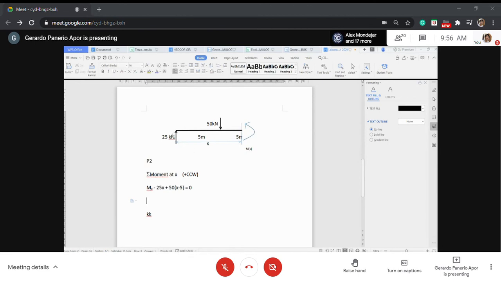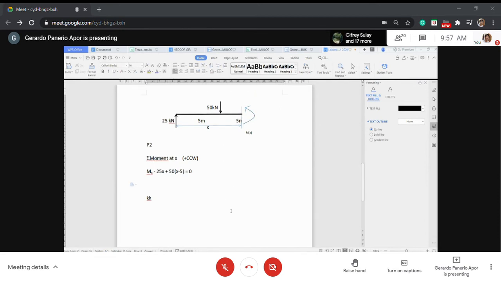Like for example, at x equals 3 here. So in between, at x equals 3, that 50 kilonewton load is nowhere to be found. At x equals 2, 2 minus 5 is negative 3. So at x equals 2, that 50 kilonewton does not exist. But when you say x equals 6 meters, what happened? x minus 5 equals positive 1. So that's somewhere here. So 50 is already there. So far, this is P2.